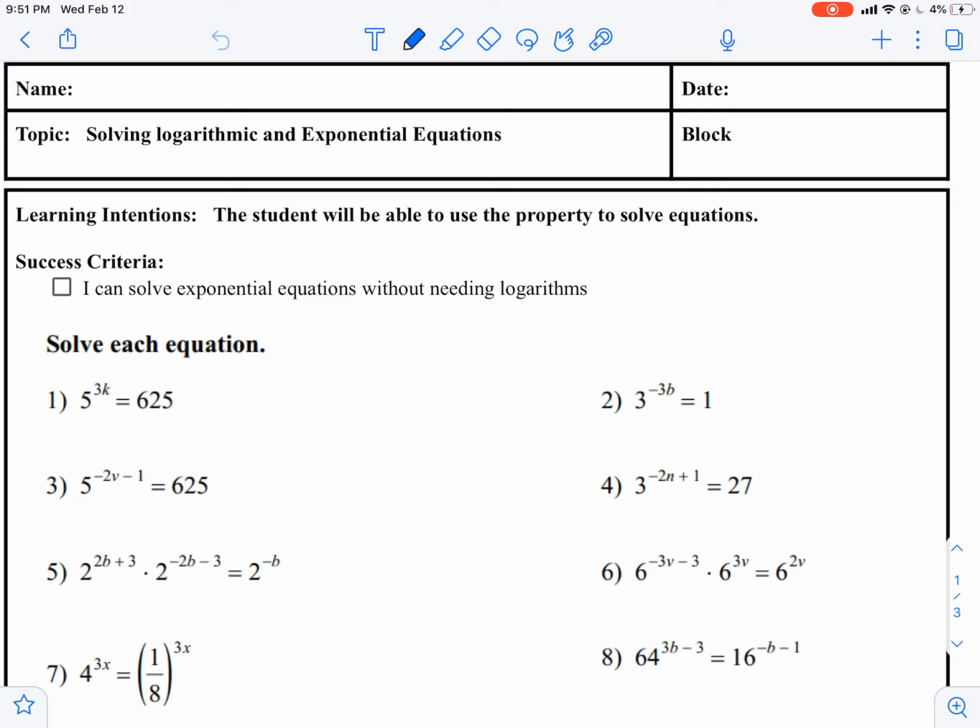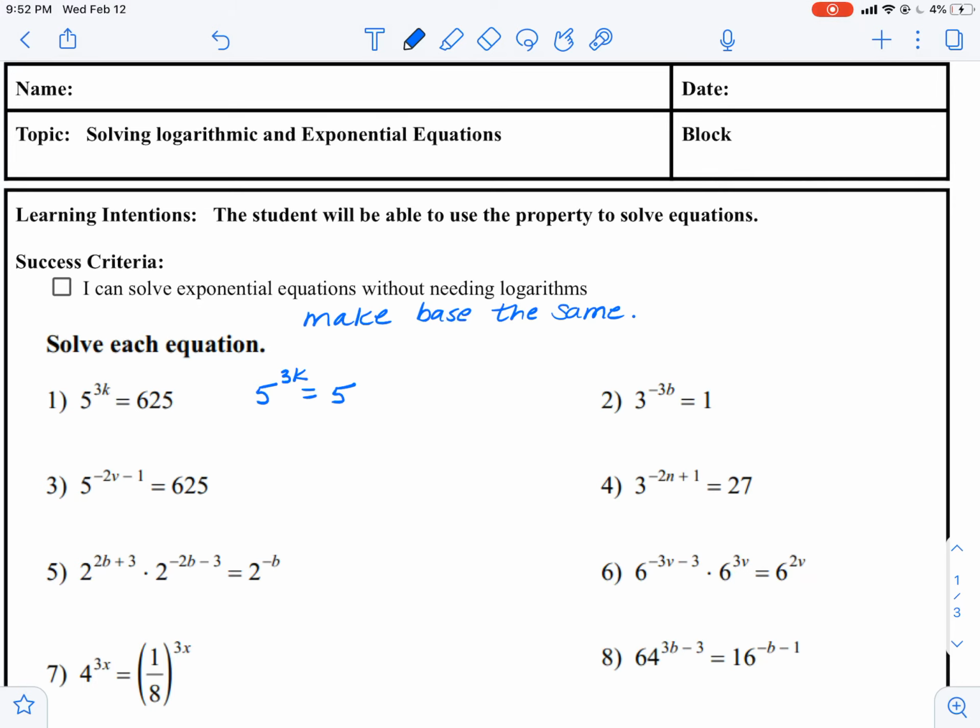So when you look at equation number 1, it says 5 to the 3k is the same as 625. What we're trying to do is make the bases the same. That's kind of the key. Make the bases the same. Is there a way to write 625 as 5 to some power? You can kind of think your way through it, hopefully.